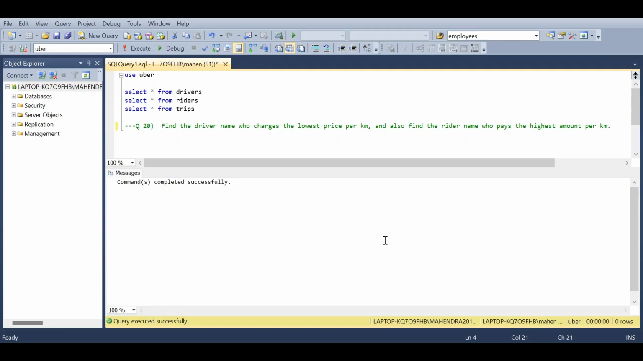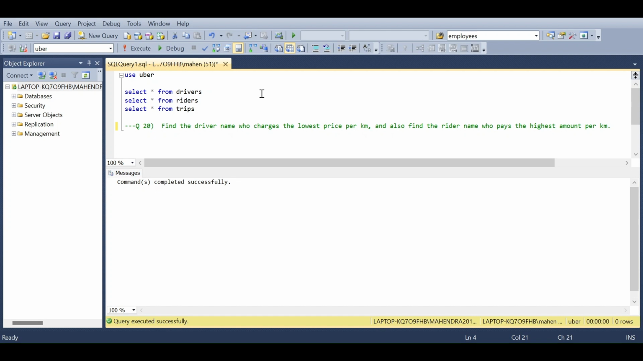In this video, we are going to solve one more SQL problem as part of data analyst or data engineer interview preparation. You can see here that it is question number 20. Find the driver name who charges the lowest price per kilometer and also find the rider name who pays the highest amount per kilometer. And three tables are given.